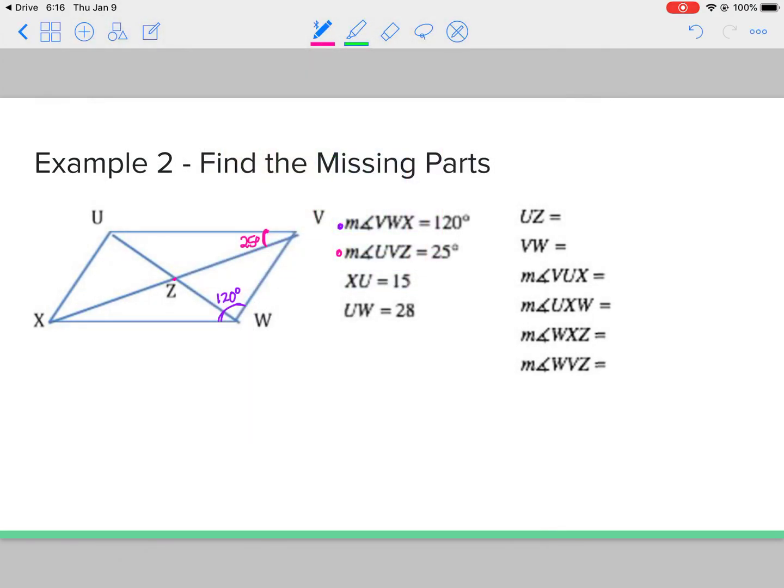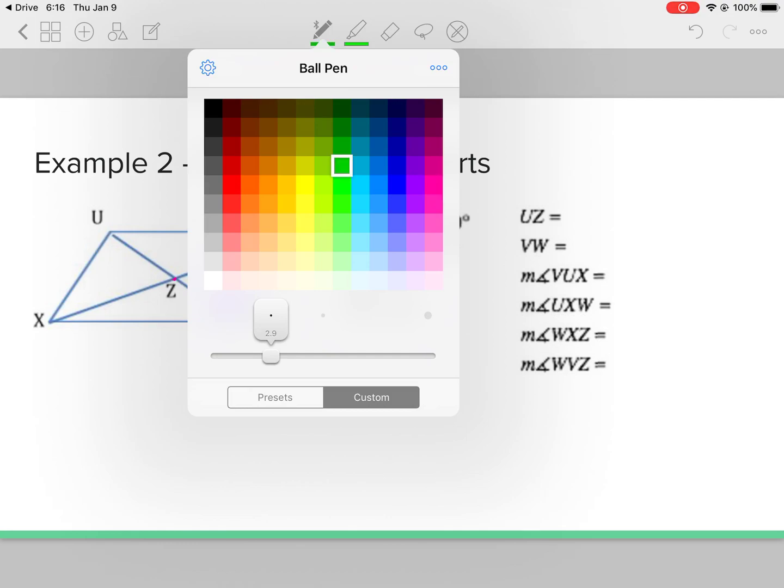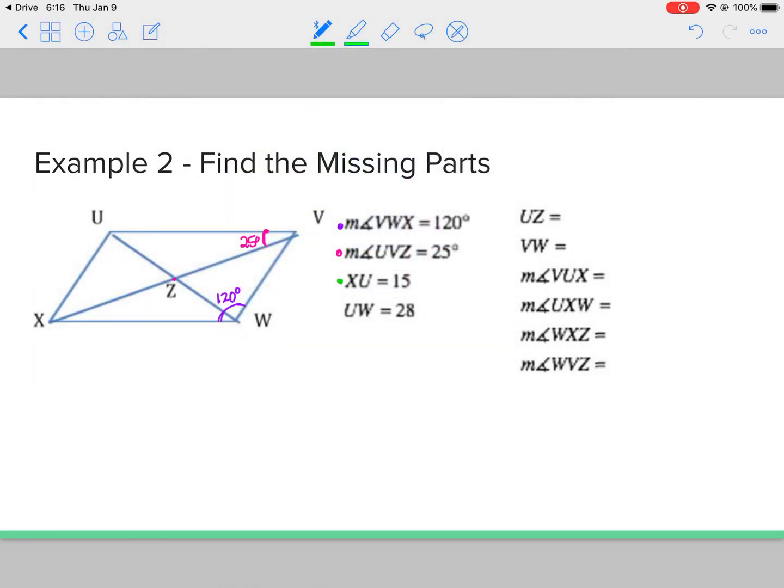We're given that line segment XU, which is this side over here, is 15 units and UW is 28.